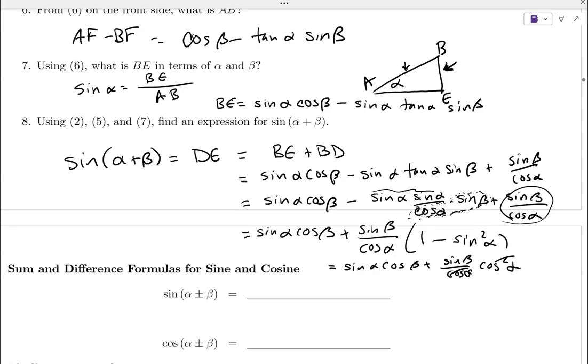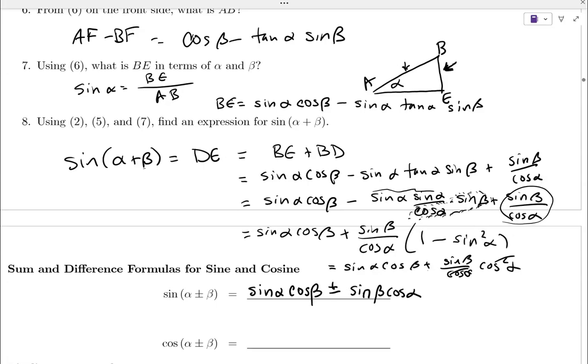Notice sine of alpha plus beta will keep the same sign, right? It has the plus sign in the middle, but your trig functions are mixed. So when you write down the sum and difference formula for sine, we'll have sine alpha cosine beta plus or minus sine beta cosine alpha. Plus here is plus here. Minus here is minus here. So you get mixed sine and cosine. Keep the same plus or minus in the middle.